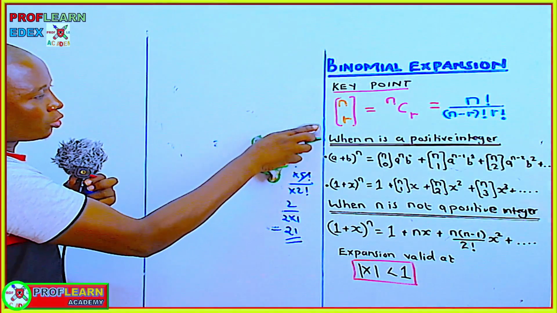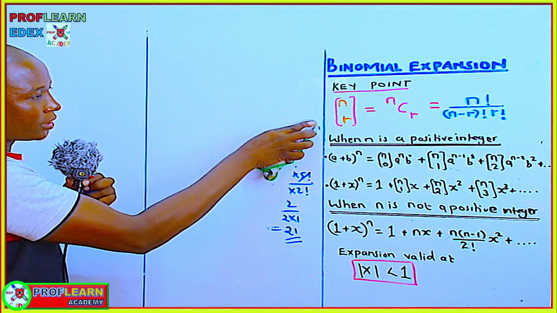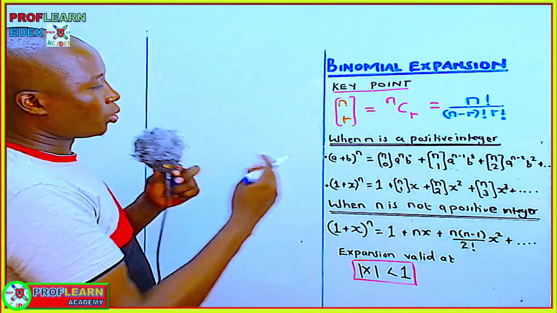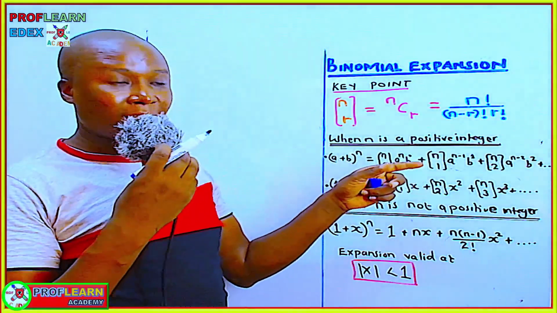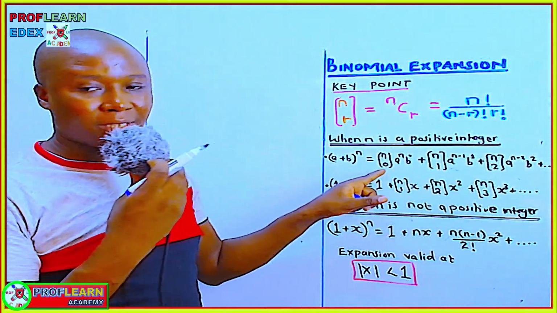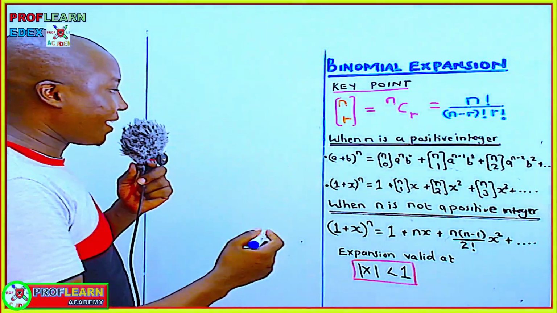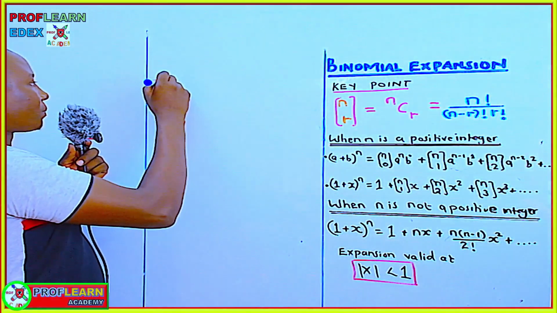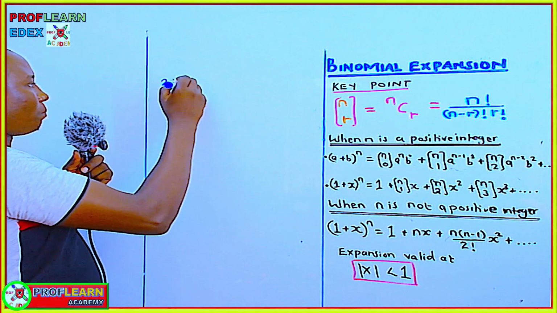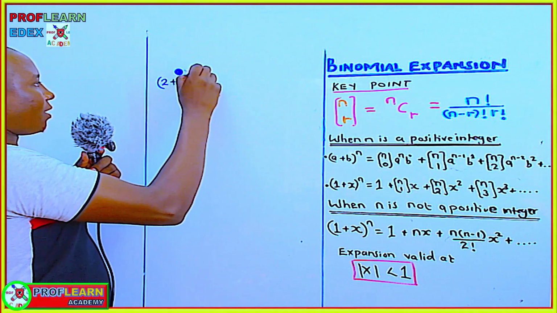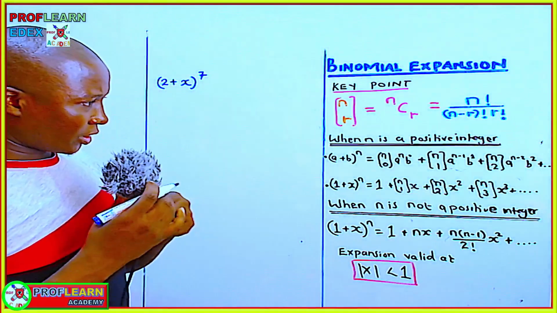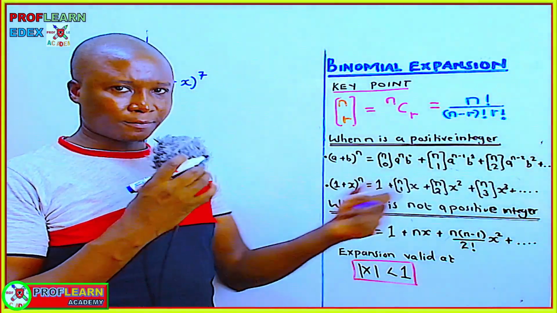This is all about how you do binomial expansion and which is the best formula to use when you are given a particular question. Now, the first formula, when n is a positive integer, you are going to use this particular formula that we have here. For instance, if you are expanding 2 plus x raised to power 7, our power n is a positive integer, so the best formula to use is this one.